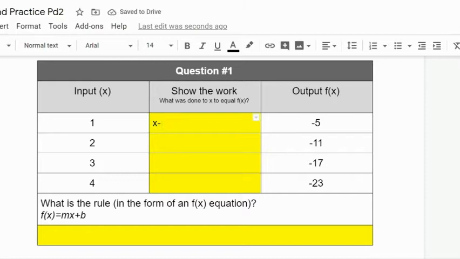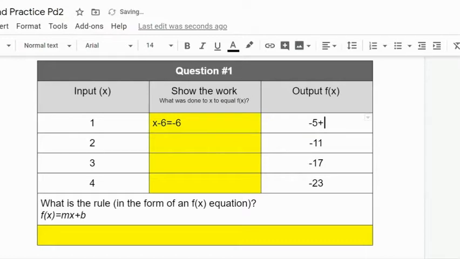Now to determine what we're multiplying by, we look at -5 to -11, -11 to -17, and -23 to -17. That's changing by 6. I'm subtracting 6 each time, so that means it's going to be -6. So 1 times -6 equals -6. Now you can see that, oops, I wrote -5. -5 and -6 are not the same number. So what could I have done to this to make it equal -5?